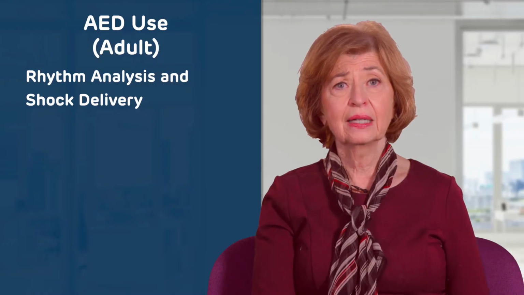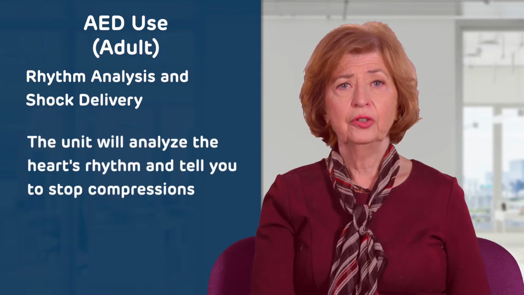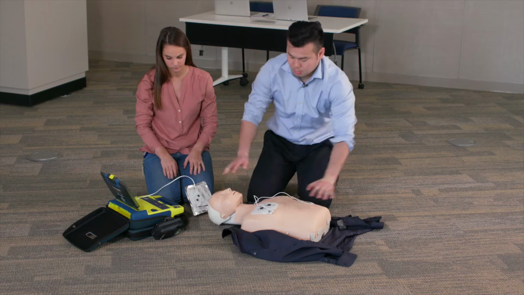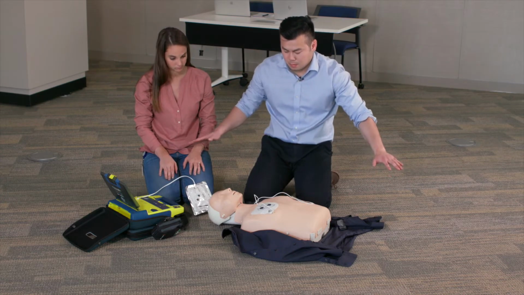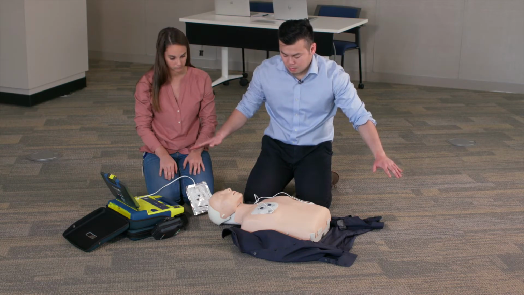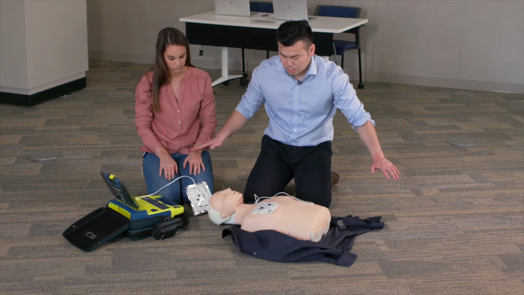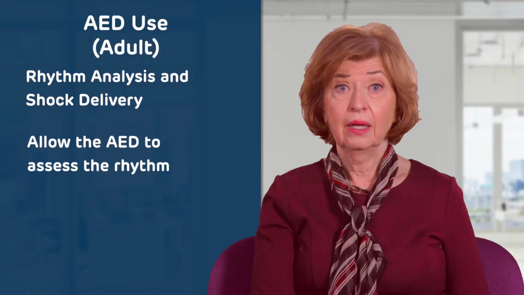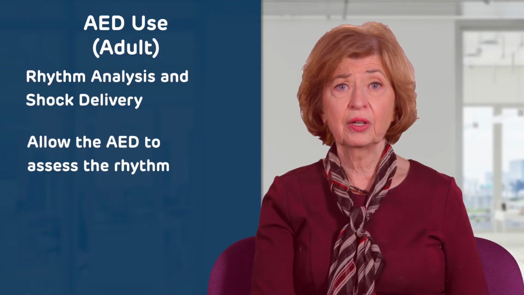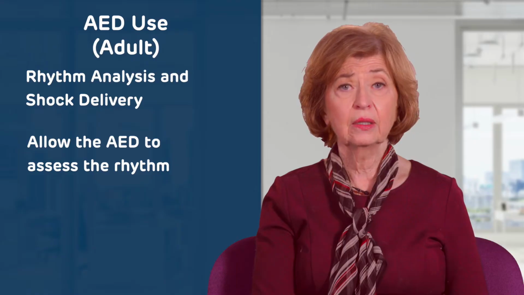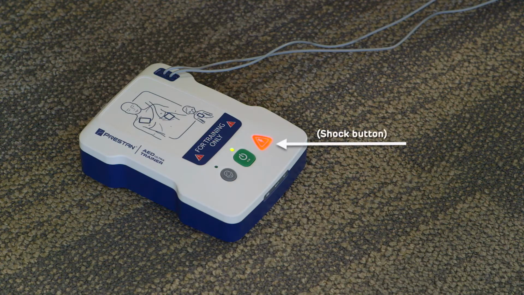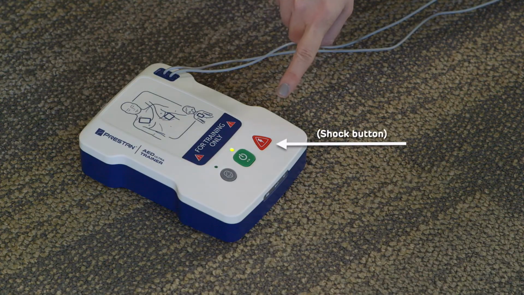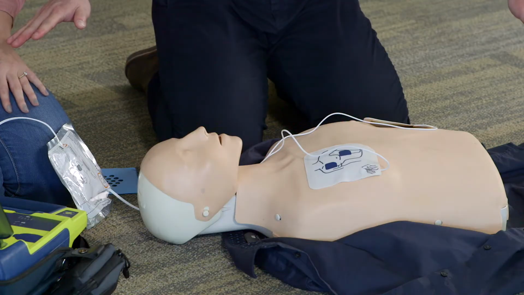Rhythm analysis and shock delivery. The unit will analyze the heart's rhythm and tell you to stop compressions. If a shock is advised, tell all to stand clear of the victim and not to touch anything. Do not touch patient. Analyzing rhythm. Allow the AED to assess the rhythm and advise shock delivery or not. The unit will tell you if you will have to push the shock button, shock advised, or if it will automatically deliver a shock.